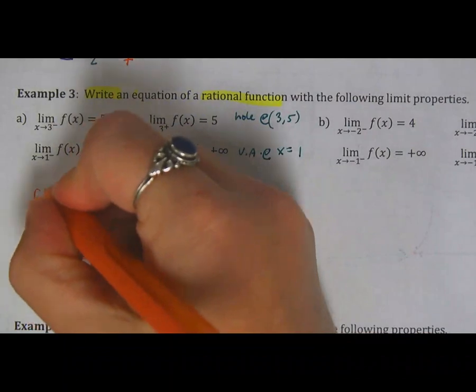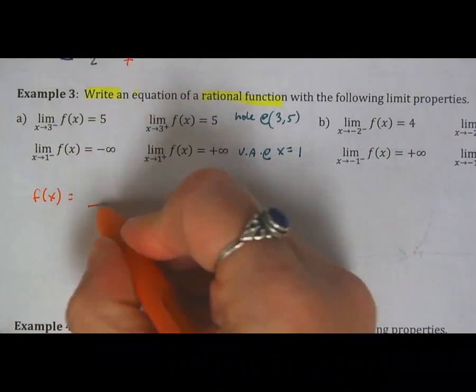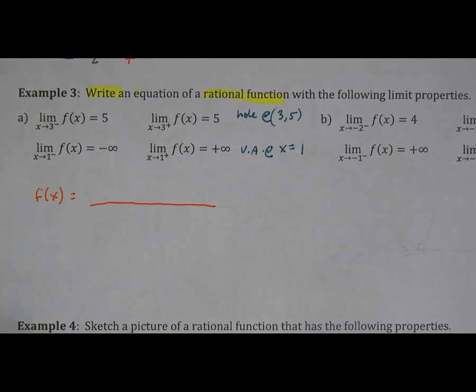So I want you to go ahead and get yourself set up to write this function. Write f of x equals and draw a fraction bar. There's a hole at 3 and a vertical asymptote at 1. And luckily we get to write this in factored form. So what factor should I put for the hole at 3? x minus 3.